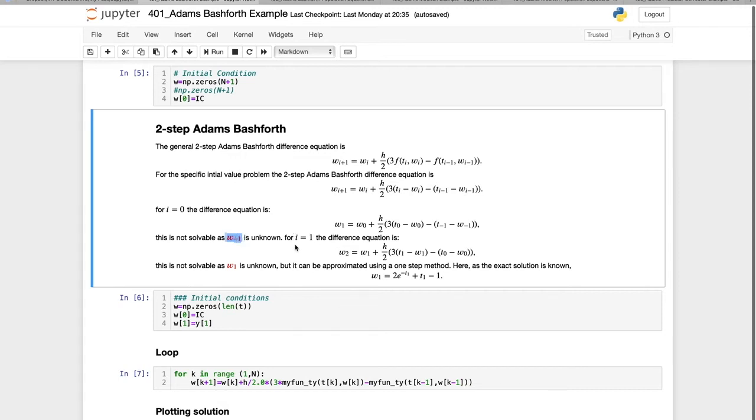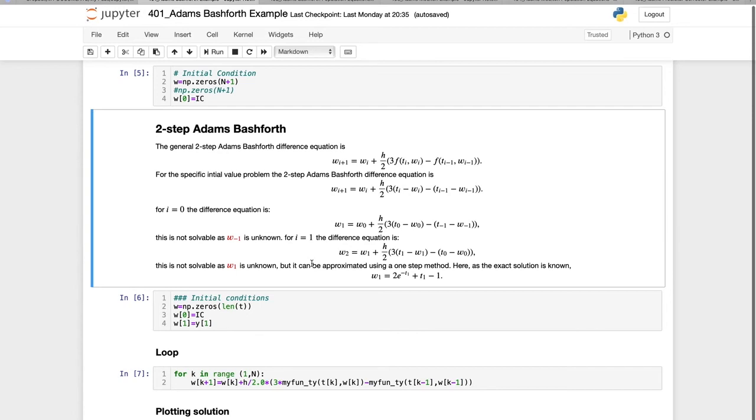So then what we do is, let's do the same, but for i equal to 1. That gives you w2 = w1 + h/2 times (3 (t1 - w1) - (t0 - w0)). But once again, this is not solvable for the exact same reason as before. We don't know w1. We know what t1 is, but we don't know this. So to get the Adams-Bashforth method working, you have to approximate the steps you don't know.